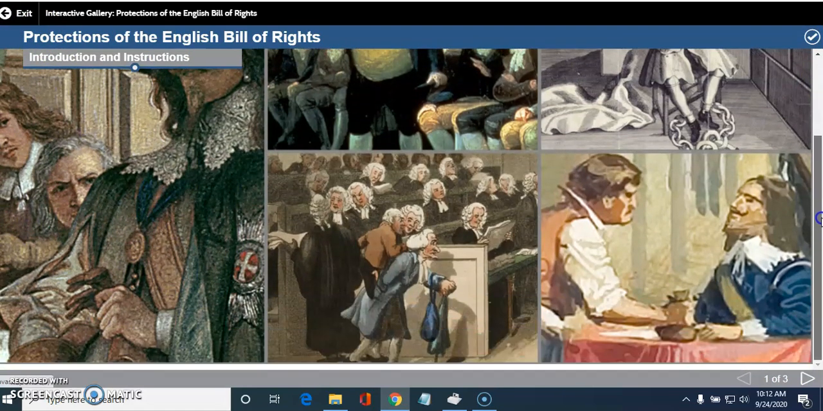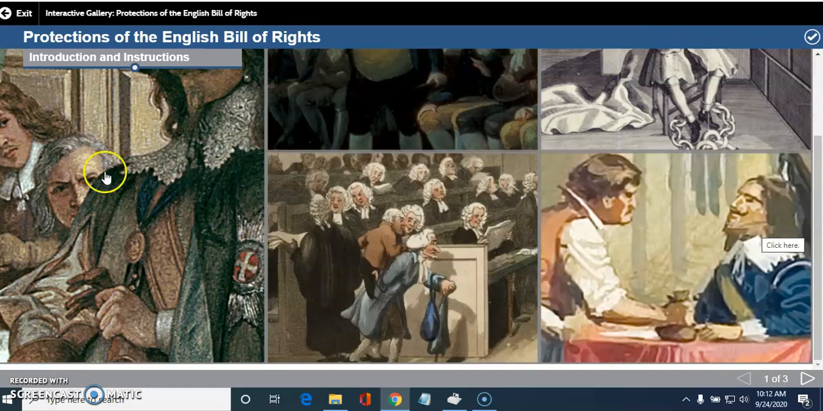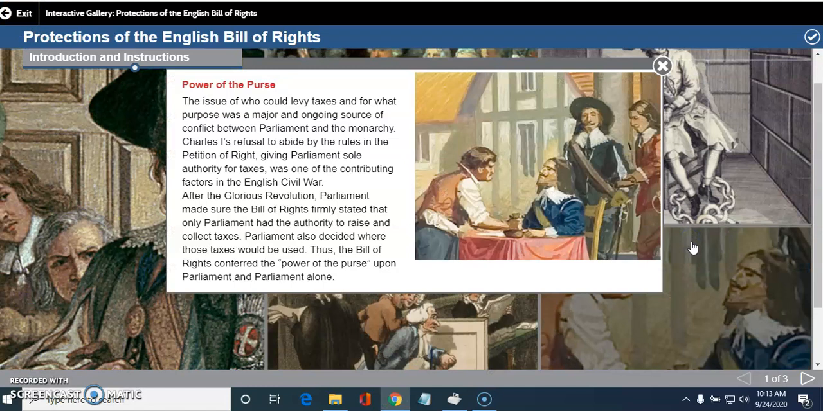Let's go ahead to the next part here. You have someone here, he's handing a bag over to somebody. They don't look very happy. He looks pretty satisfied. What right do you think that is? If you said the power of the purse, you got it right.